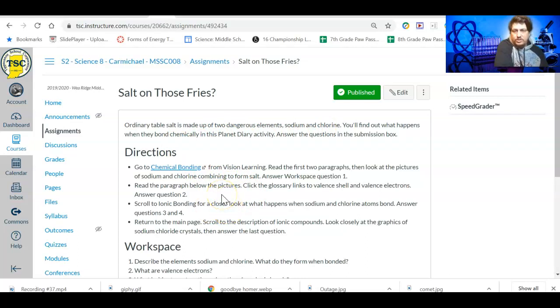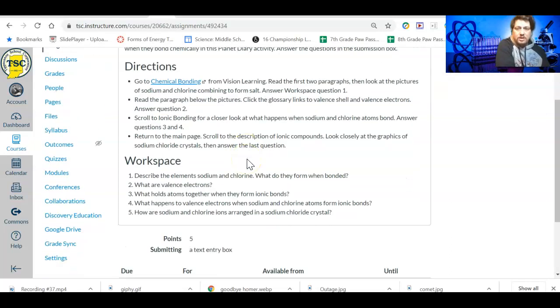You are going to read through this. You're going to go to the chemical bonding, read the first 2 paragraphs, look at some pictures of sodium and chlorine forming salt, and answer the workspace questions. For these answers, you're going to open up a text box with a submission. You're going to type number 1, write down the answer. Okay? Pretty easy, 5 questions, shouldn't take very long.